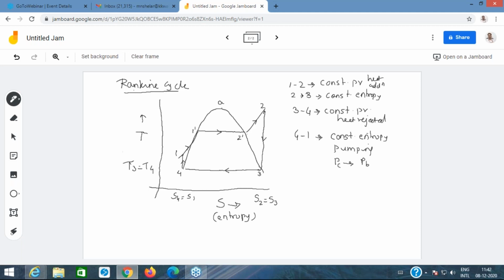And 4 to 1, you need to pump that water from the condenser pressure. What is P3 and P4? P3 and P4 are equal, and that is equal to the condenser pressure. P1 and P2 are equal, and that is equal to the boiler pressure. So you need to now pump that water from the condenser up to the boiler pressure, and that is performed by a pump, and ideally that process should be a constant entropy pumping, isentropic compression.